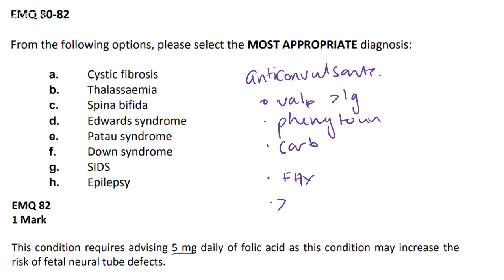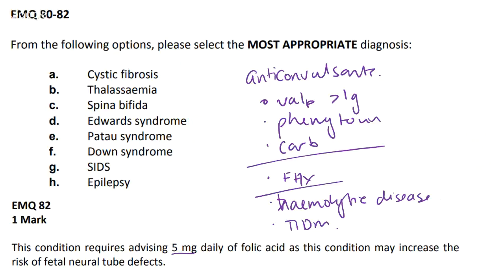Say it. Okay, hemolytic diseases. Yeah, diabetes for sure. There's a lot of things, but the other important thing is not just if they're on one of these implicated medications, but if they're on more than one. If they're on more than one anticonvulsant, you also start them on 5 milligrams of folic acid.